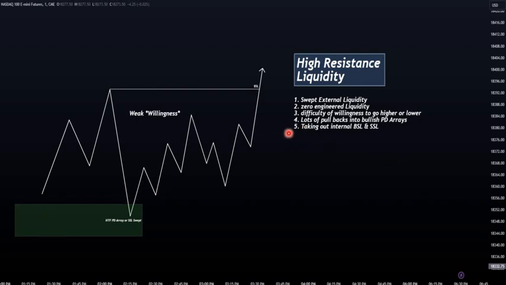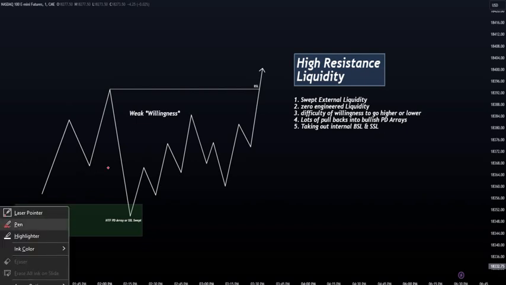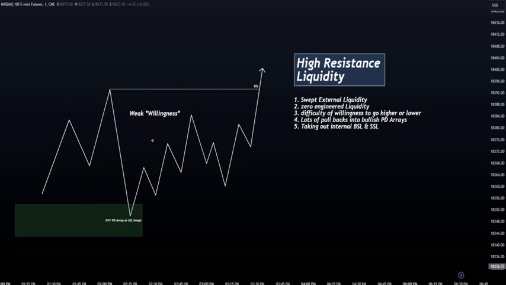And finally, if we are taking out internal buy side and sell side liquidity. So what is that? What is internal liquidity versus external liquidity? Now we need to go back to our original roots of this mentorship program. Again, back to market structure.